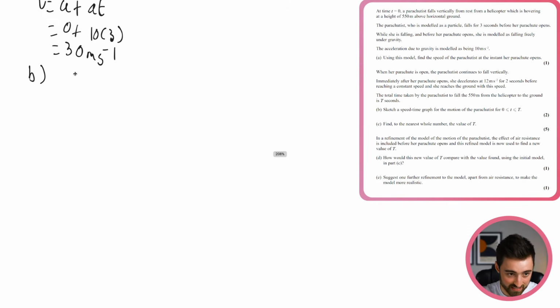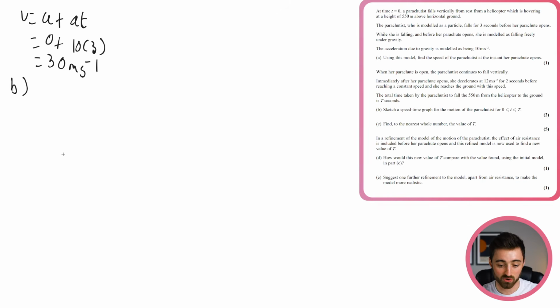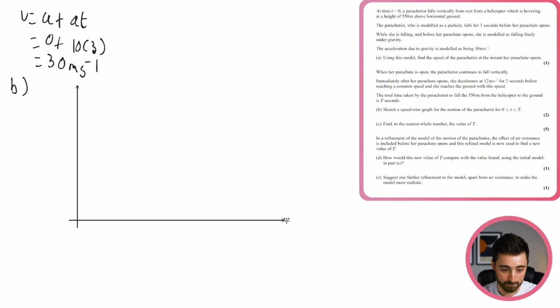Okay, let's get some axes up in this. Boom. Okay, well, we've got v up here, we've got t down here. So she starts at rest, so she's going to start here at 0, right? And then she accelerates uniformly, at 10 for 3 seconds. So that's just going to be a straight line going up here like this.